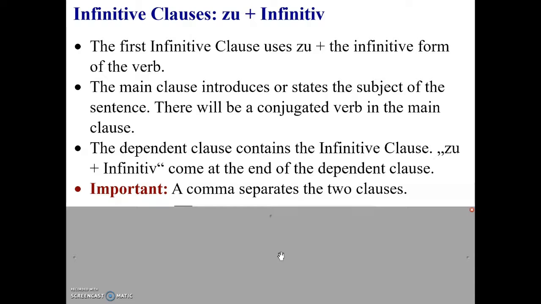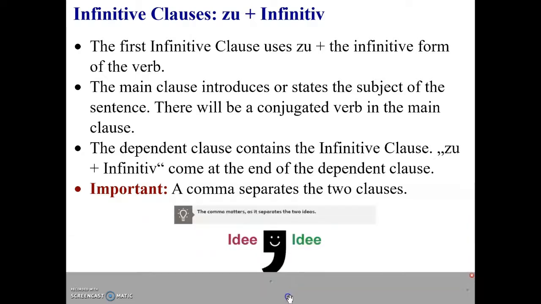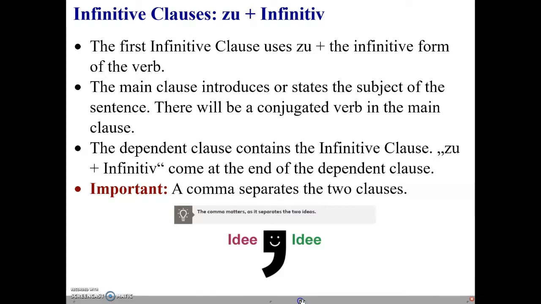Zu plus Infinitiv come at the end of the dependent clause, and there's no conjugated verb, hence the word infinitive. It's very important to note that a comma separates the two clauses. This graphic will help you remember that. Idee, comma, idee. So the comma matters as it separates the two ideas. So you have an idea with a comma connecting it to another idea.